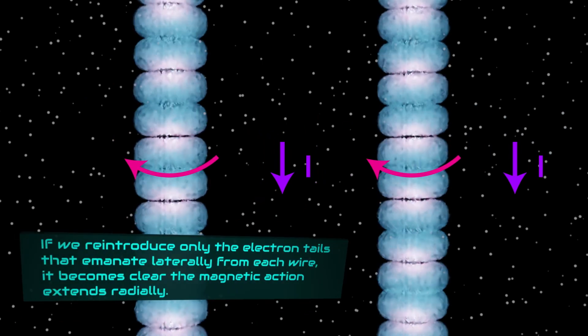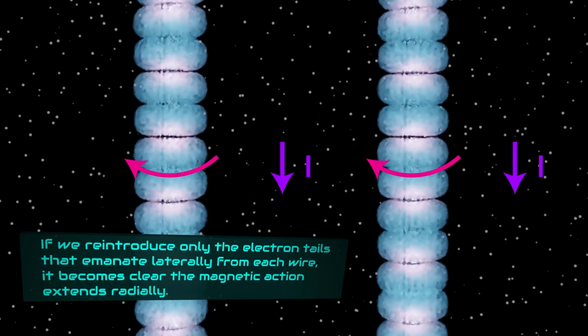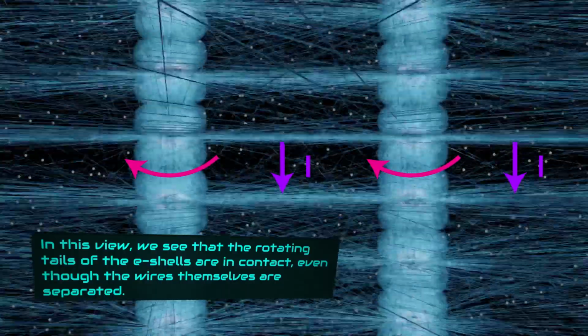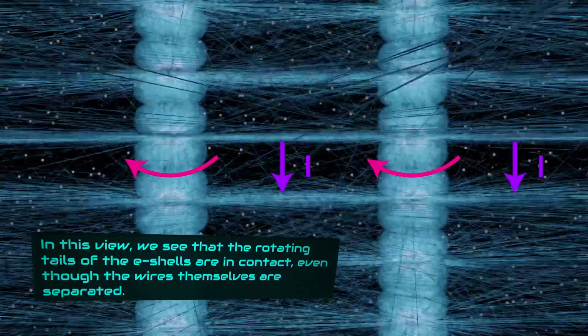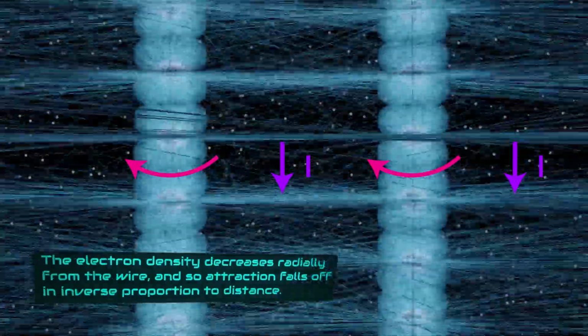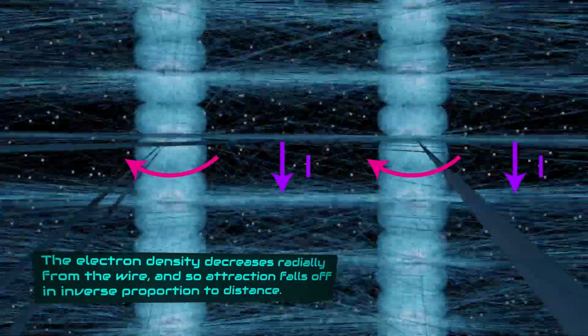If we reintroduce only the electron tails that emanate laterally from each wire, it becomes clear that the magnetic action extends radially. In this view, we see that the rotating tails of the electron shells are in contact, even though the wires themselves are separated. The electron density decreases radially from the wire, and so attraction falls off in inverse proportion to distance.